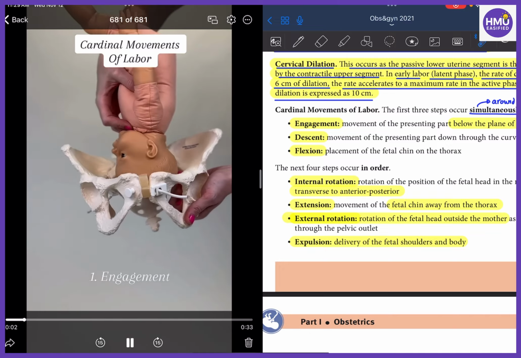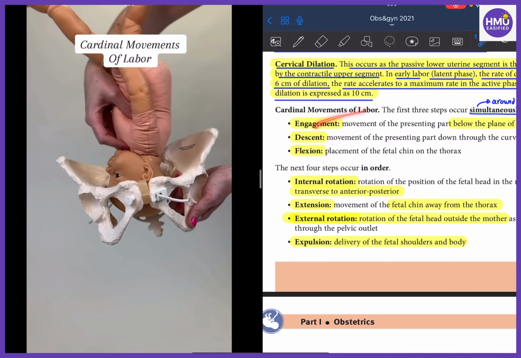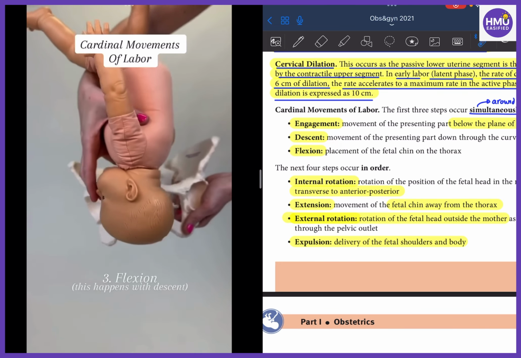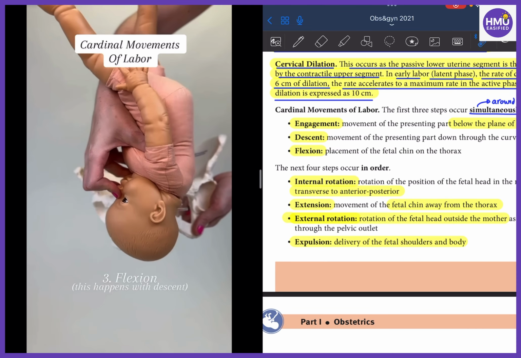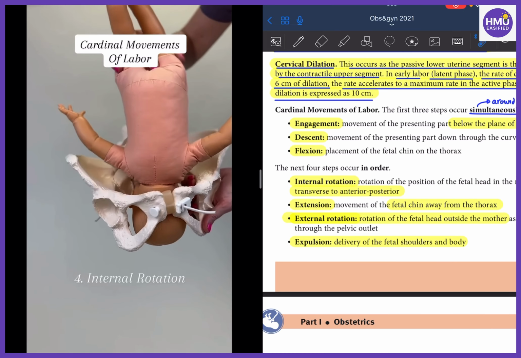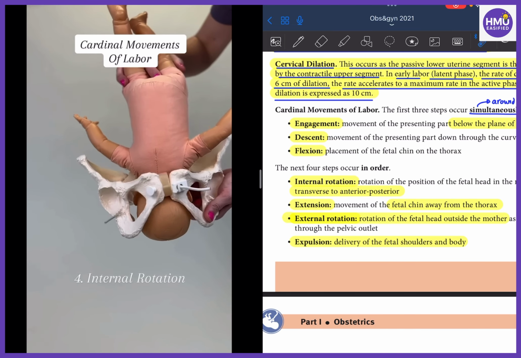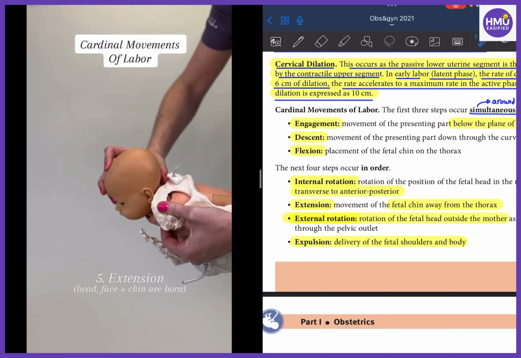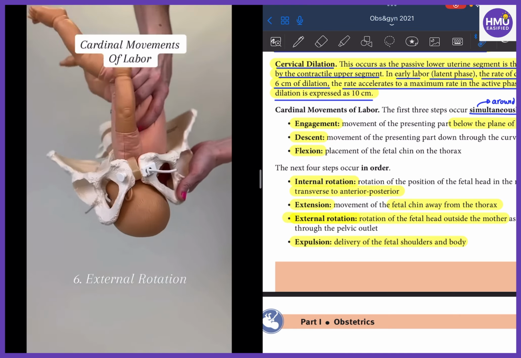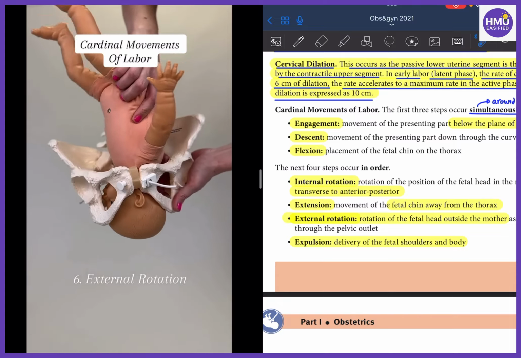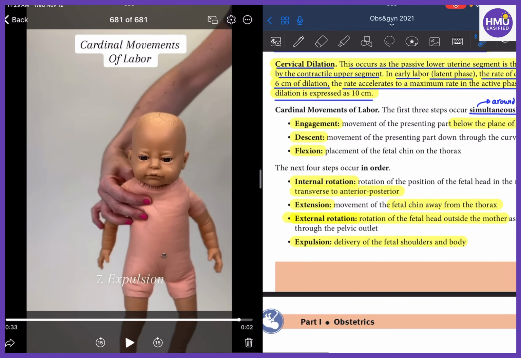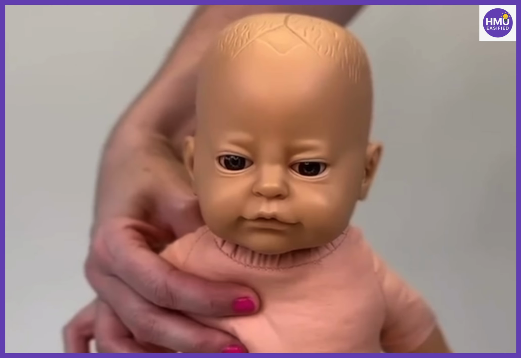So the cardinal movements of labor. This is engagement, the first one right here. This is descent. The baby came down more. This is flexion. Look what happens in flexion: flexion of the chin to the thorax. And then an internal rotation. Very aggressive. The baby might not be okay here. And then there's an extension, the opposite of flexion. And then there's an external rotation. The baby is spinning around again. Very spinny baby. And then the baby randomly comes out. As we can see, the baby is very happy with the process.